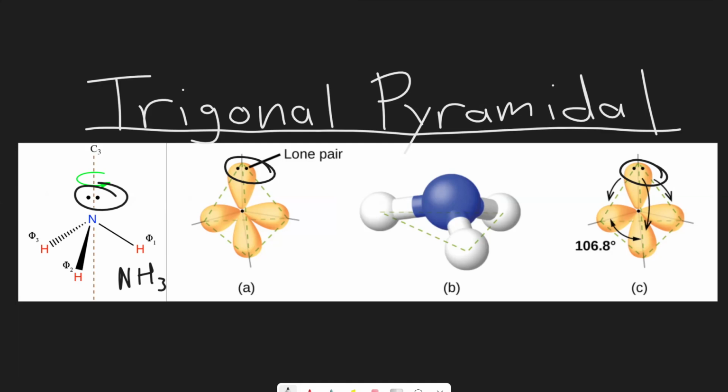Also, this causes the net dipole to not cancel out as it would with tetrahedral, and therefore ammonia is a classic example of a polar molecule with a trigonal pyramidal molecular geometry.